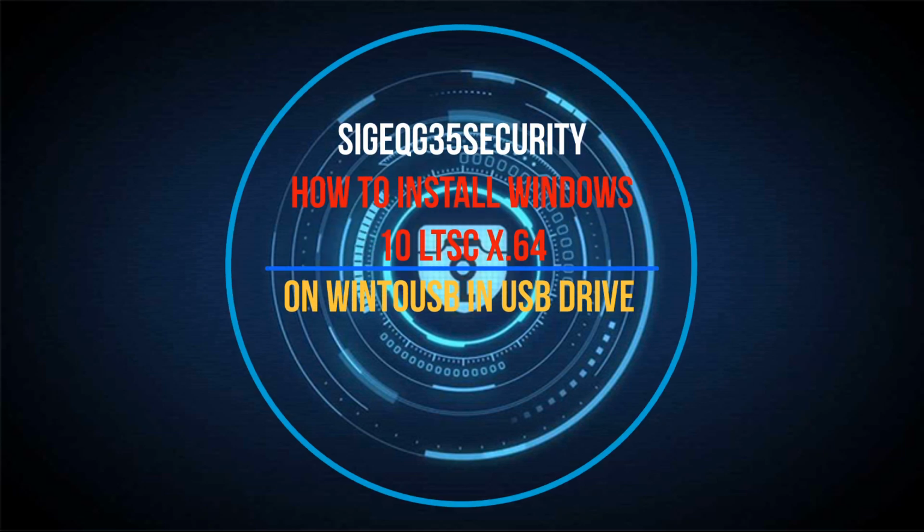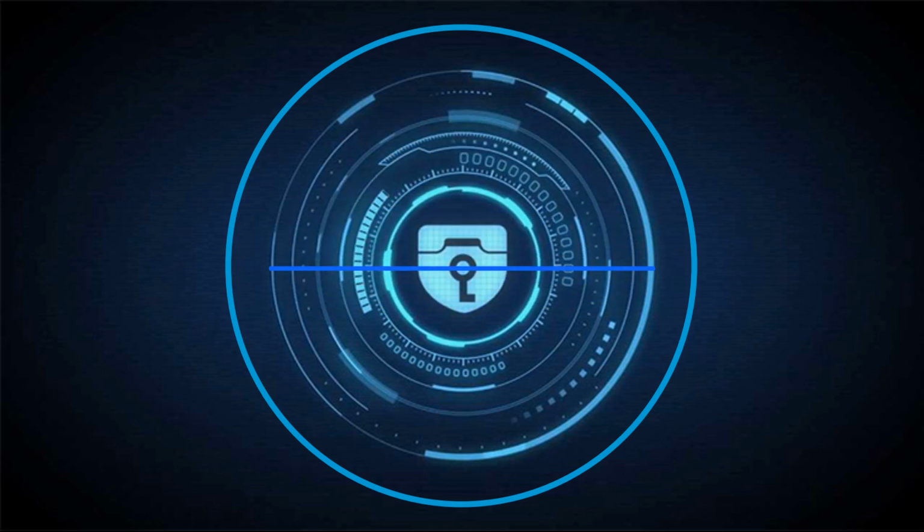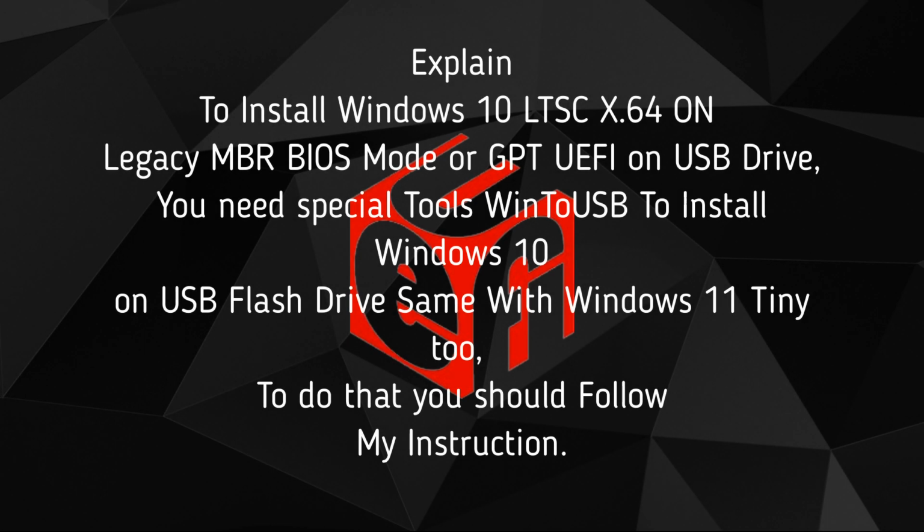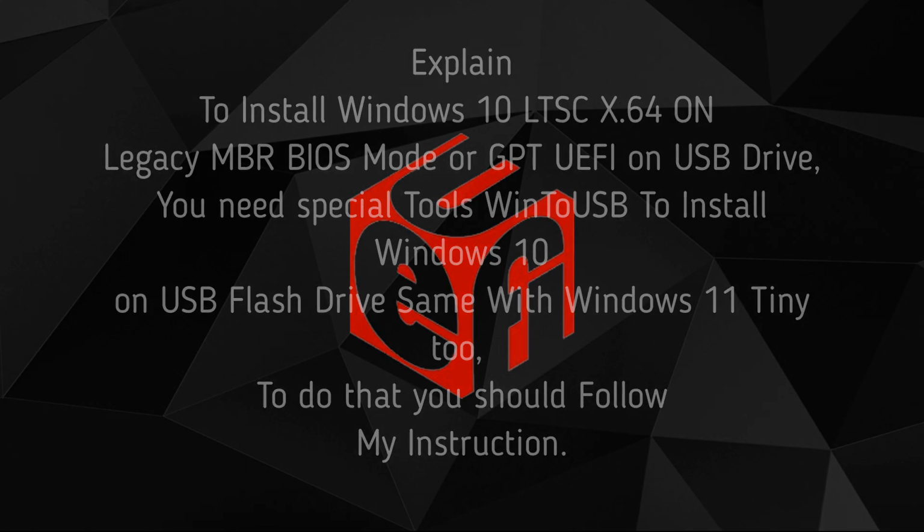Today I will show you how to install Windows 10 LTSC x64 on a USB drive with WinToUSB. I will explain how to install Windows 10 LTSC x64 on Legacy MBR BIOS mode or GPT UEFI on a USB drive. You need a special tool, WinToUSB, to install Windows 10 on a USB flash drive, same as with Windows 11 Tiny 2. To do that, you should follow my instructions.